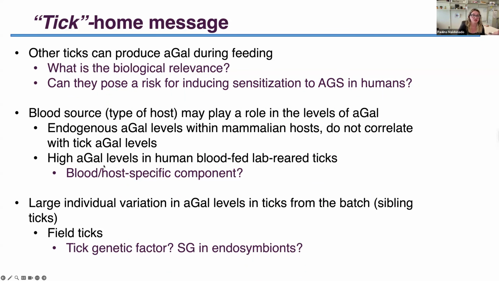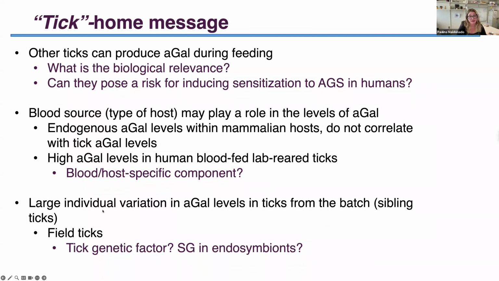Also, there's the fact that we see high levels in human blood-fed ticks. So another thing that we need to evaluate is the blood host-specific component that might be present. In the lab, we use different donors for blood, so different individuals, and we see variation. However, even within the same tick cohort and the same blood donor, we see this large individual variation, with some ticks producing zero and some ticks producing higher, even when they have been attached for the same amount of time in the artificial feeding system.